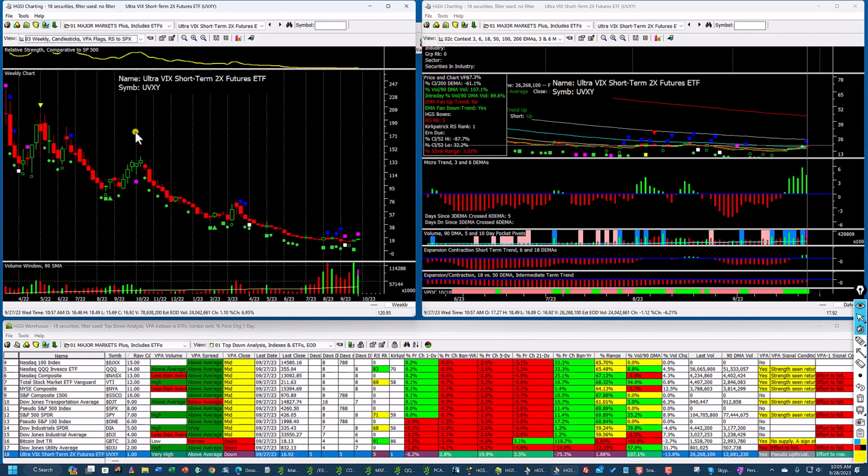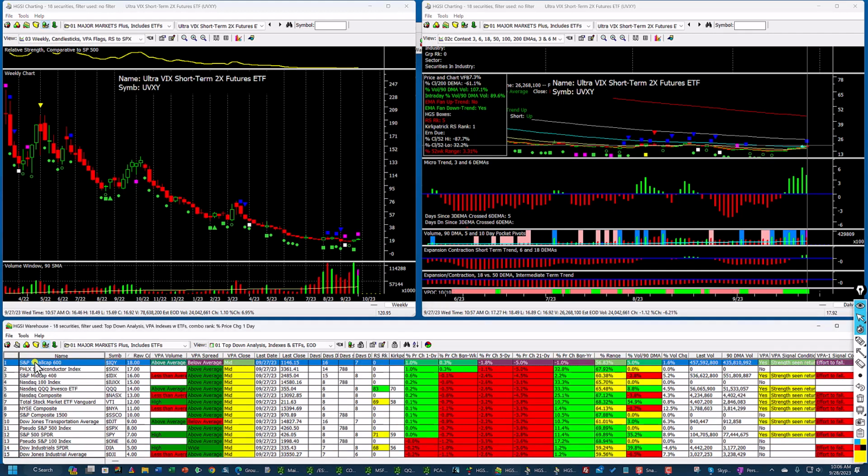Now, by bringing a weekly chart up, I can really put this into perspective. You can see that the UVXY has been going down for a long time. It's near the bottom. There just hasn't been a lot of fear in this market until it started coming in recently. And notice how the volume has picked up on this weekly chart.